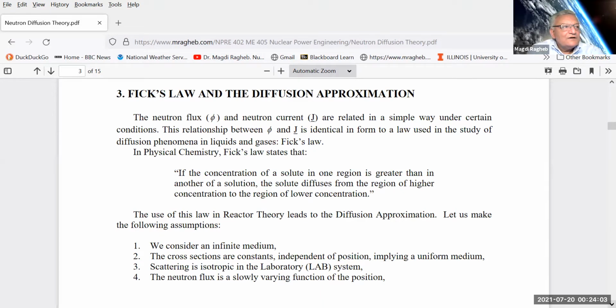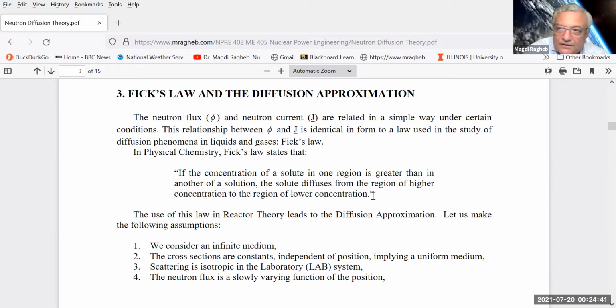Diffusion in general in physical chemistry is described by Fick's law, and that's something you can carry out as an experiment yourself. Just drop some salt or some sugar in water, you'll find that it diffuses. And Fick's law in physical chemistry says that if the concentration of a solute in one region of a solution is greater than in another, the solute diffuses from the region of higher concentration to the region of lower concentration. Very simple statement and observation that you can all make.